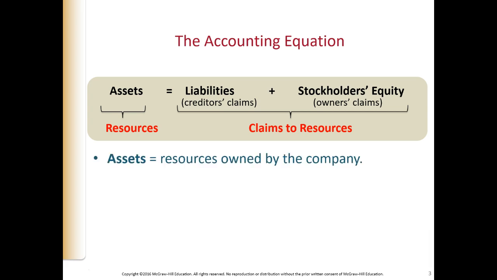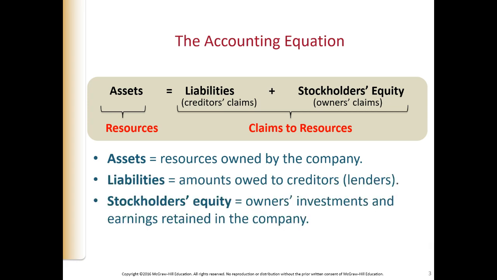Now assets, what are these? These are resources owned by the company. These can be used by the company in the operating activities during the year. These will be things such as cash, inventory, land, buildings, equipment, things like that. Now liabilities, these are amounts that we owe to creditors, lenders. And so we need to know how much we owe. We need to know when it's due. So we'll have the cash to pay the creditors, the lenders off.